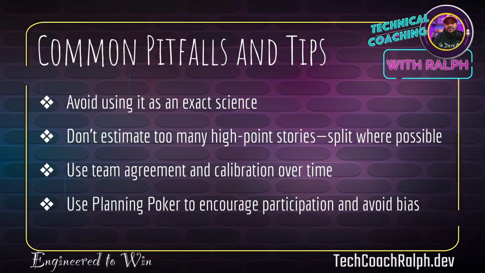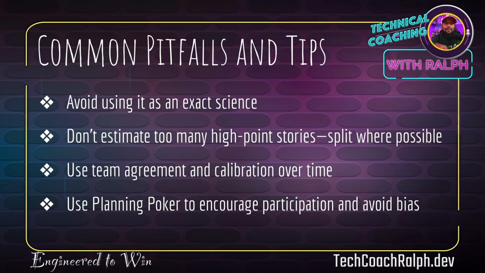So what are some common pitfalls, tips, and best practices when using the Fibonacci sequence, right? Avoid using it as an exact science. It is definitely not an exact science, because as long as my team has been working together, we still get our points wrong sometimes. And then in our retrospective, we come back to, we probably should have pointed this a little higher, but we live and we learn, and then we go from there, right?